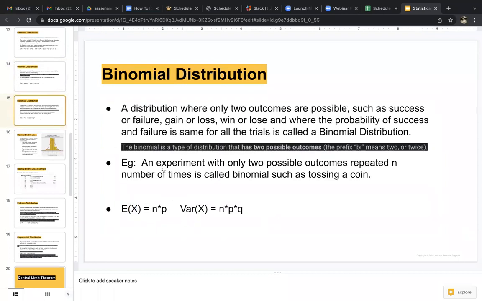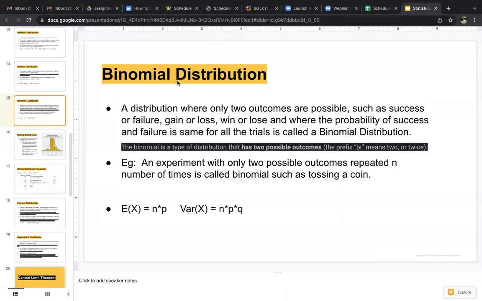The next is the binomial distribution, again, an important one. A binomial distribution is a distribution where only two outcomes are possible, as the name suggests, bi. Such as success or failure, gain or loss, win or lose, and where the probability of success and failure is the same for all the trials is called a binomial distribution. This is the same as the Bernoulli distribution. The difference being in Bernoulli distribution, only one experiment is taken into consideration, whereas in the binomial distribution, multiple experiments or events are taken into consideration.